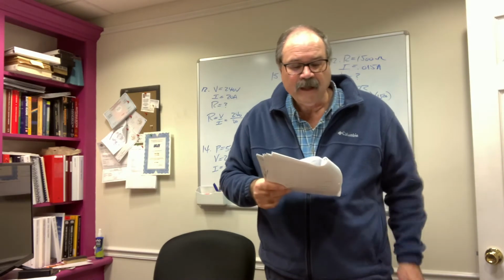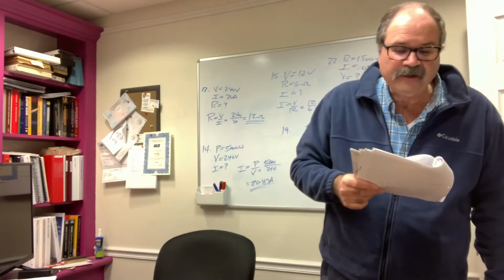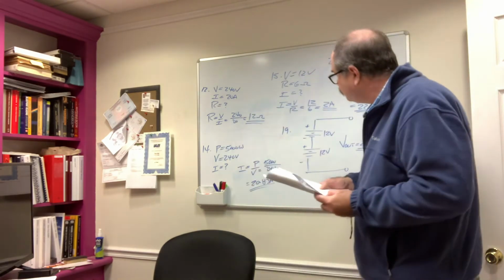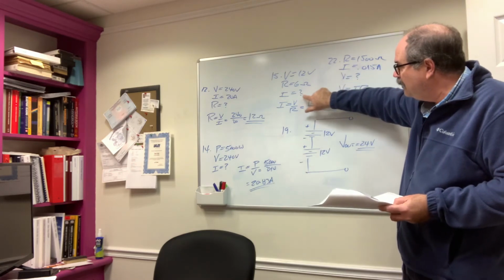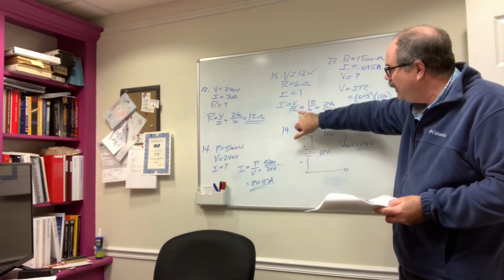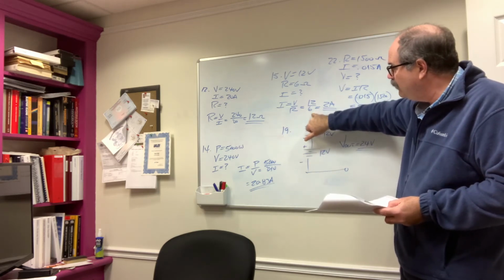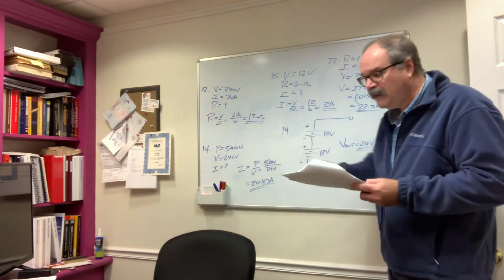Question 15. A 12 volt battery is connected to a 6 ohm resistor in a circuit. How much current is flowing through the resistor? Voltage is 12 volts, resistance is 6 ohms. We're asked to solve for the current. So again, using Ohm's law, current is equal to voltage divided by resistance. We plug the numbers in, 12 divided by 6 gives us a current of 2 amps.